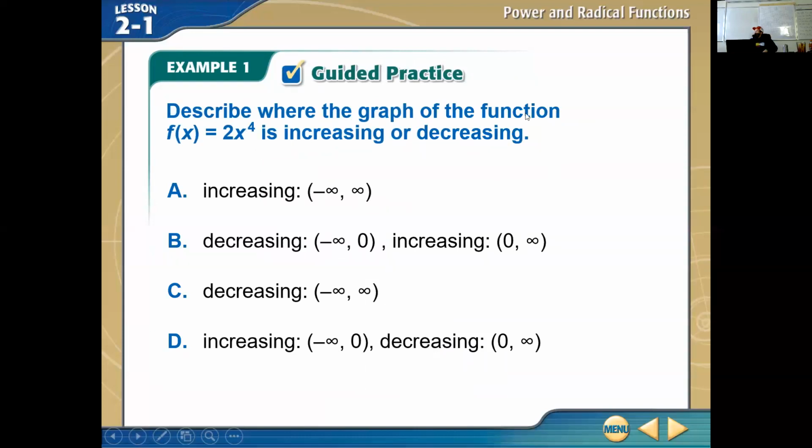Okay, so describe where the graph of the function f of x equals 2x to the fourth is increasing or decreasing. So a is positive, n is even. Okay, so our U shape, right? And it's pointing up. It's going to be decreasing from a negative infinity to 0 and increasing from 0 to a positive infinity.